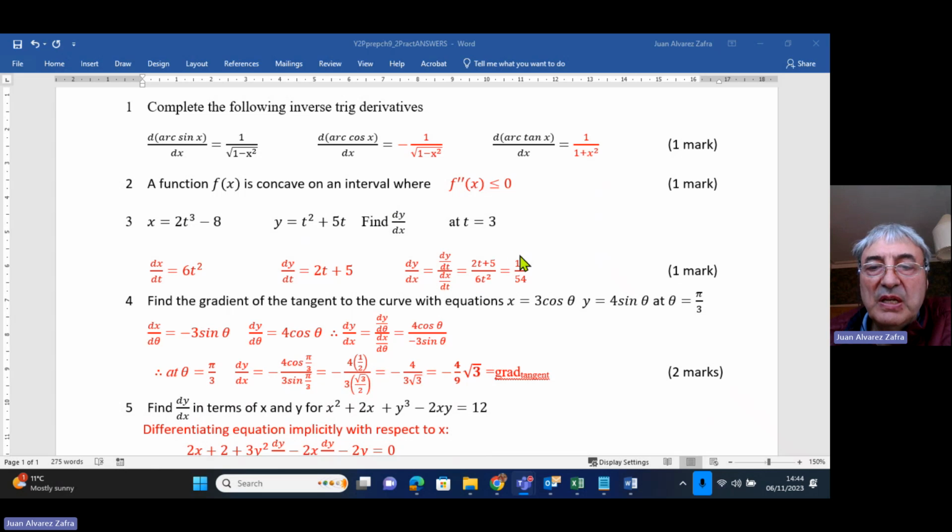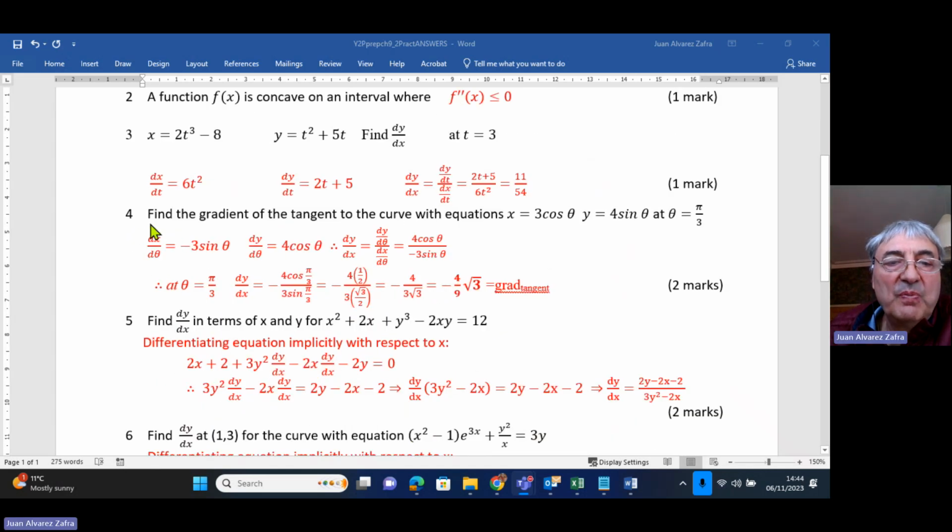and at t equals 3, the derivative will be obtained by substituting t as 3 into the expression for dy dx. Notice the dy dx we're getting is not in terms of x or y, but in terms of t. This is one of the consequences of using parametric differentiation.